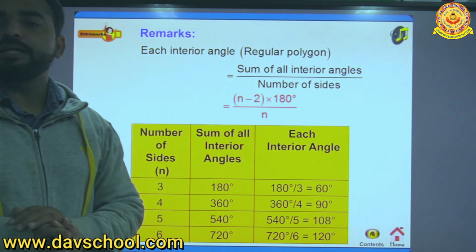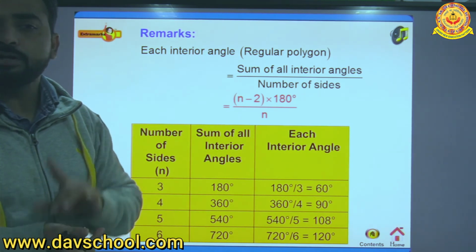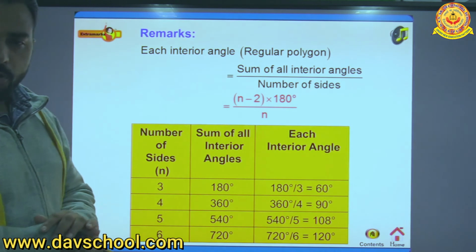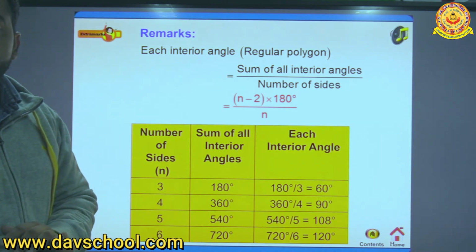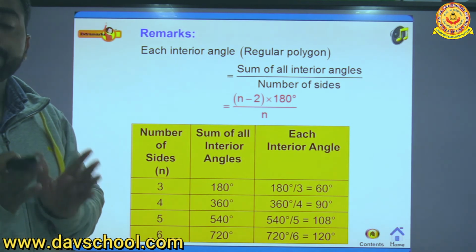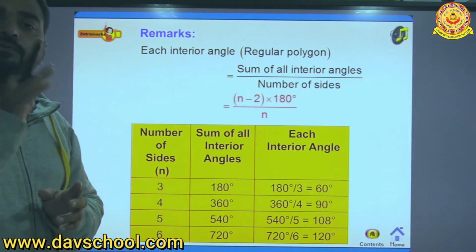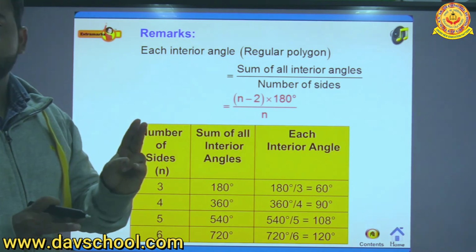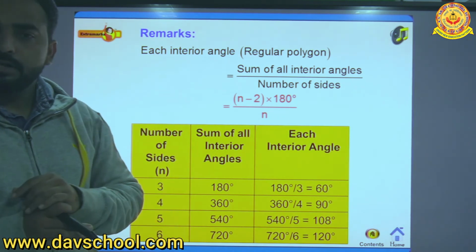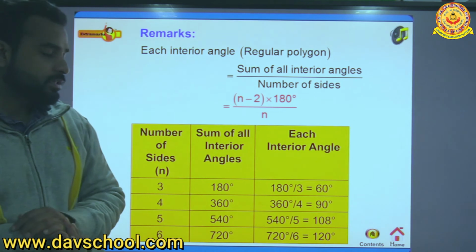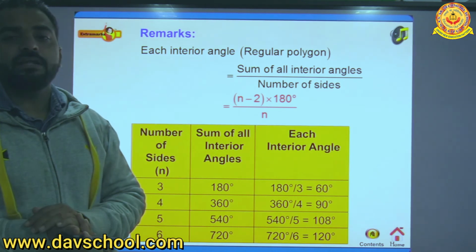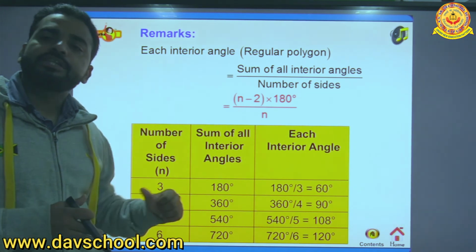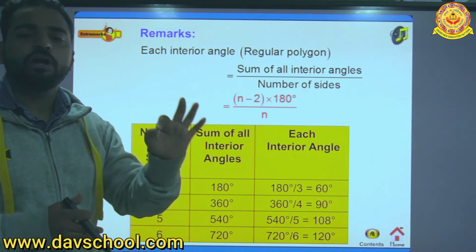Similarly, when the polygon is four-sided, that means we are talking about a square, because all the sides are equal in a square. What is the name of a four-sided polygon when all four sides are equal? Square and rhombus. So this is applicable for the square as well as the rhombus. But we know that in a rhombus, if we are finding each interior angle, the interior angles are not equal. So this formula is applicable only and only for a square.